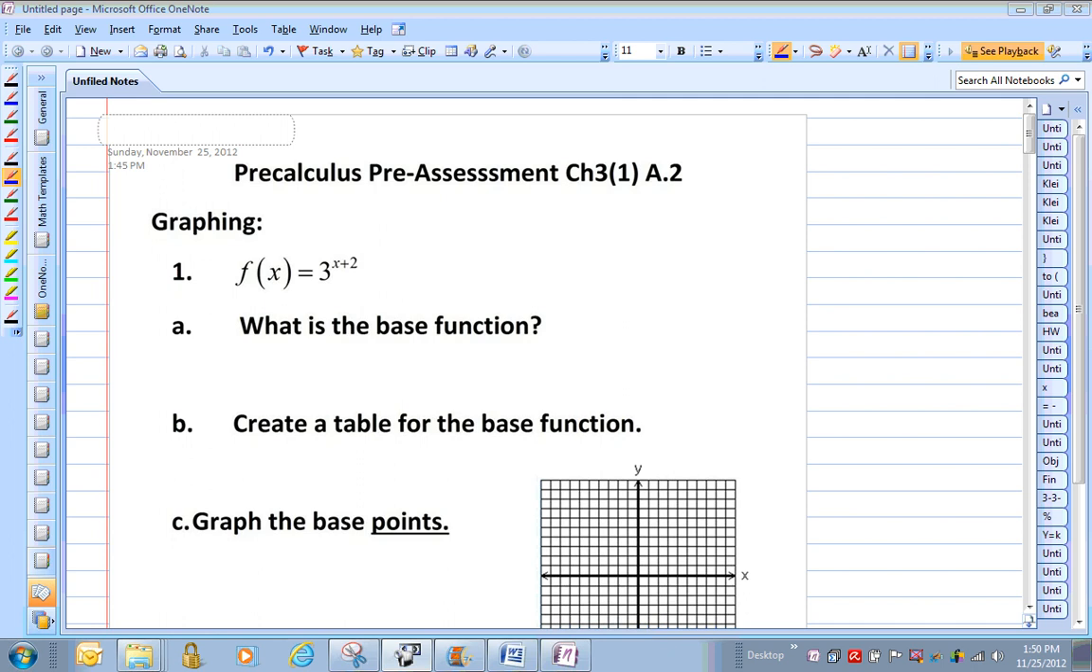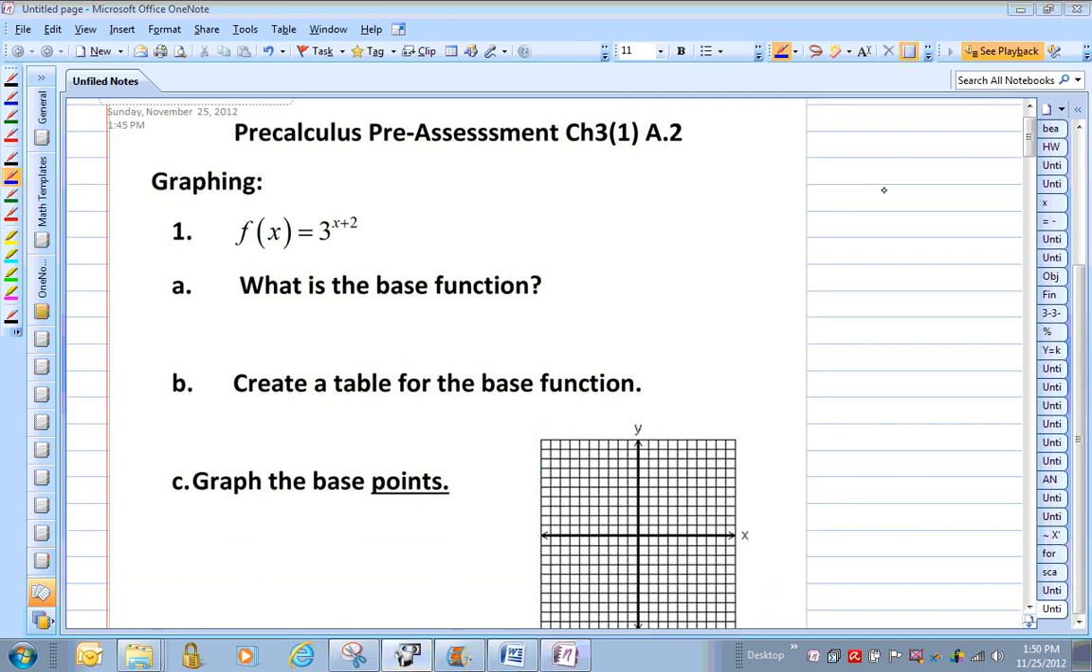All right, here we go. First one, we're going to talk about some graphing. The first thing we're going to do is identify what the base function is. This is the function that we've been given, and the base function would be y equals 3 to the x power. The plus 2 would be a transformation.